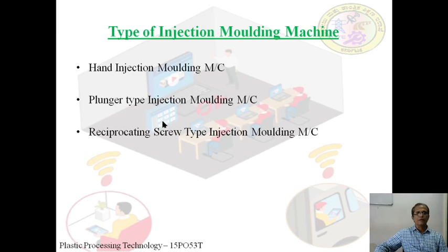Next type is the plunger type injection molding machine. In this machine, there will be a barrel with a plunger arrangement, and all other parts of the machine will be the same, like the hopper, heaters on the barrel, the mold closing unit and the mold. The only difference is that in this type of machine, the plunger is used to push the material to the exit end of the barrel, and due to the pressure as well as the heat supplied by the heaters provided on the barrel, the material is affected.